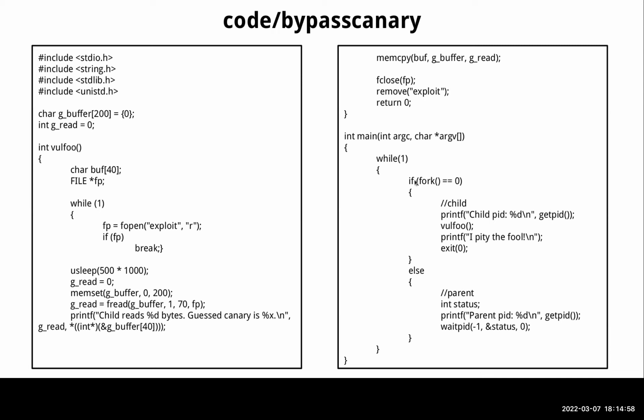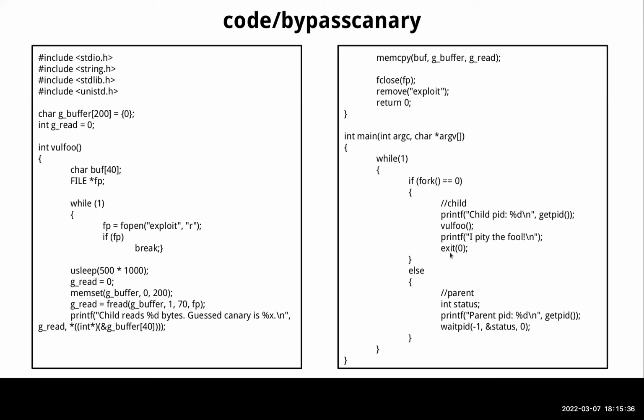What it does is it will just fork. It will create another copy of itself. The parent copy will just print out, I'm the parent, and this is the parent process ID. Then it will wait for the child. That's it. It's not going to do anything else. The child will call the vulnerable function, vulfoo, and print out IP to the foo, if you couldn't hijack this program. After that it will exit.